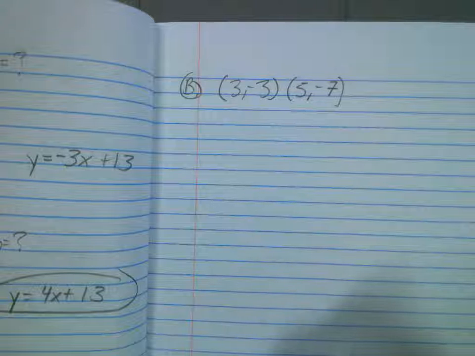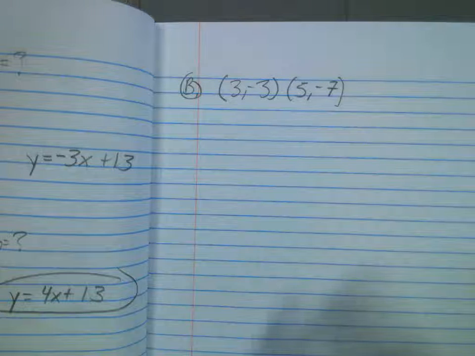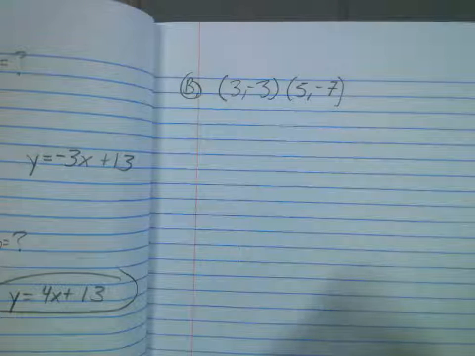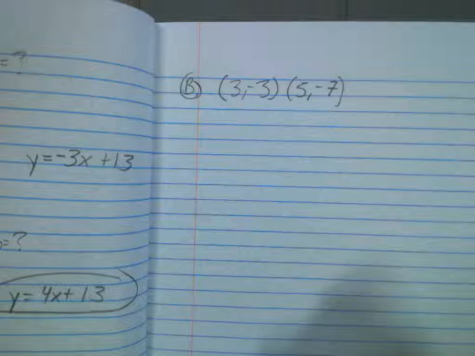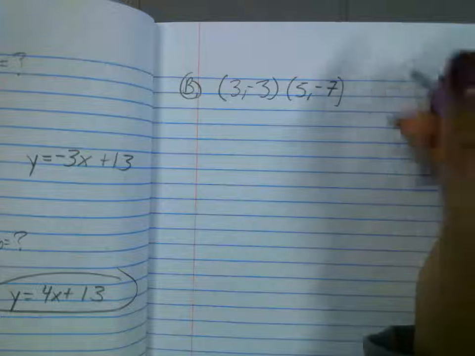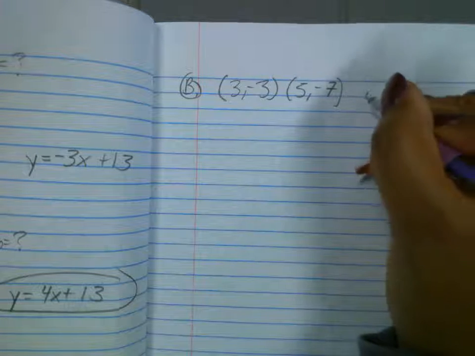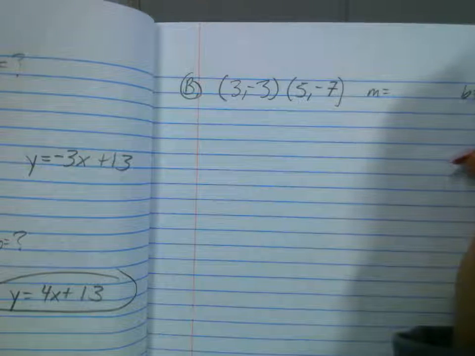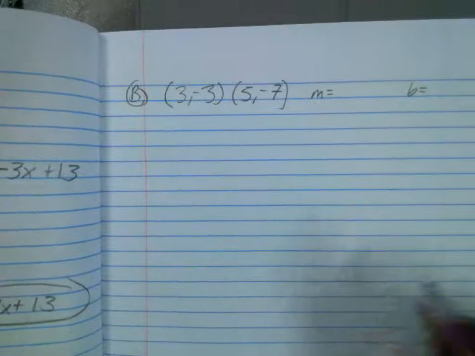All right, so we're going to do the same thing that we did before. We have to write a linear equation. In order to write a linear equation, we need M and B. We don't have M, and we don't have B.